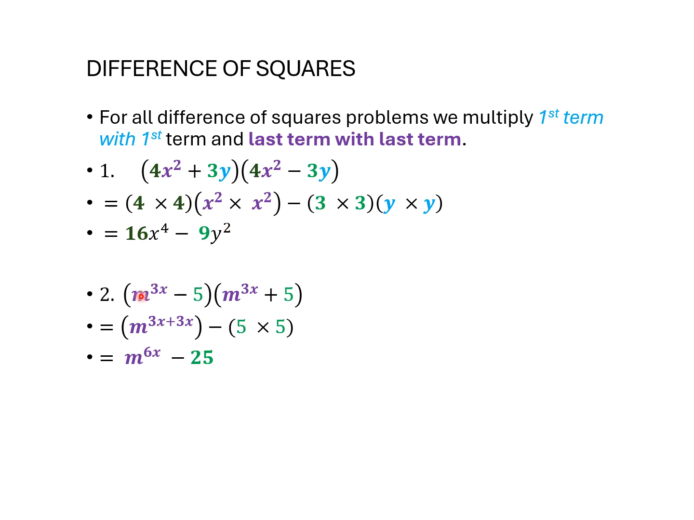Now, if you look at the second one, I have m to the power 3x, and m to the power 3x. I have negative 5 and positive 5, so the terms are the same but the signs are different. So again, m^3x times m^3x means we're going to add the exponents, 3x plus 3x, not 3 to the power x. Negative times positive gives me negative, 5 times 5. So 3x plus 3x would give me 6x. 5 times 5 would then give me 25. And there we found the difference of squares.